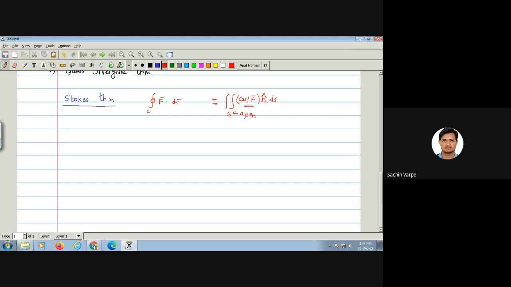Is this clear? In short, Stokes theorem says the line integral over the closed curve C of f bar dot dr bar is nothing but the surface integral of curl of f bar over the surface S, where S must be an open surface. This is the Stokes theorem.